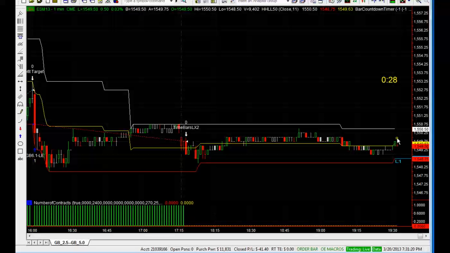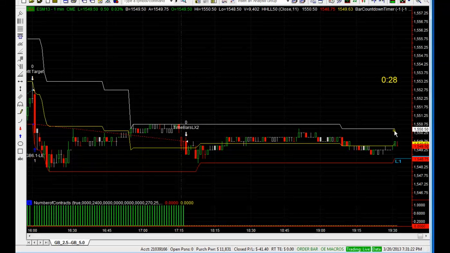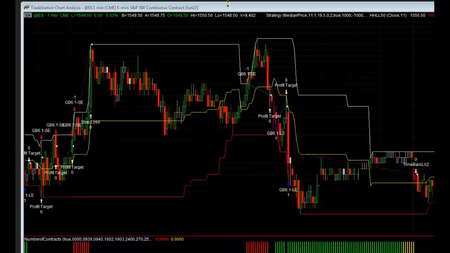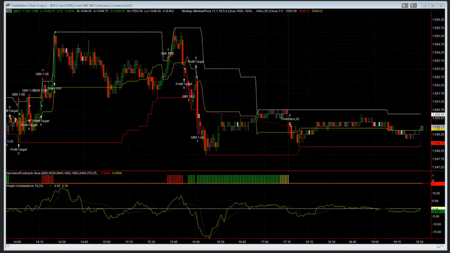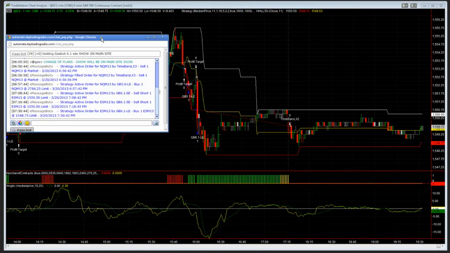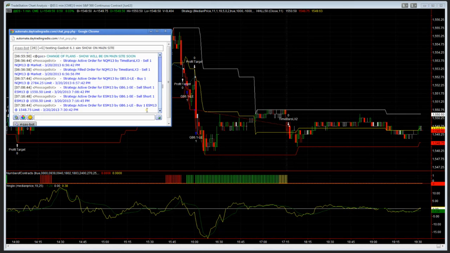So what happened here is this white line became the non-pertinent line, and this red line became the fresher line, and now you see that we're looking to be long at this level. So without doing anything, the computer went ahead and made that change for me. But the GasBot subscribers would get not only that audio alert, strategy alert, they would also see in the gas chat that a new order has been placed, and it's looking to buy that ESM 13 contract at that 1548.75.